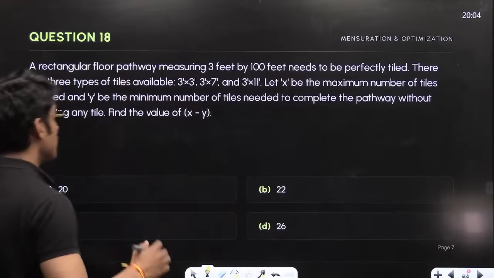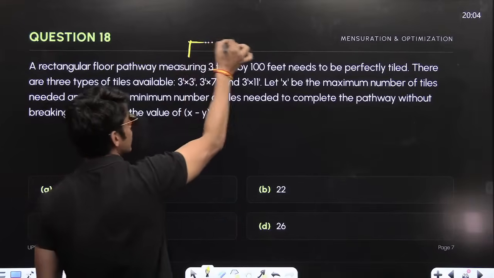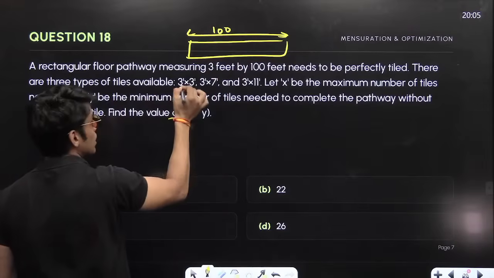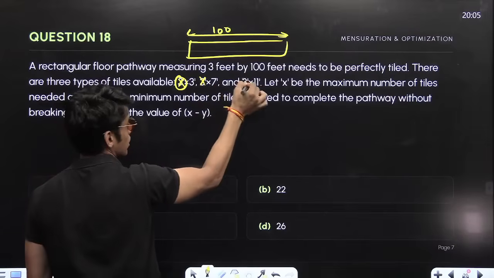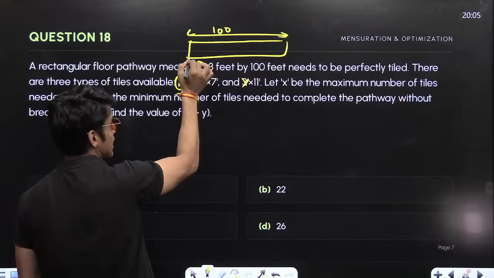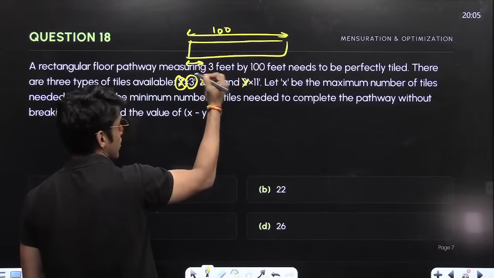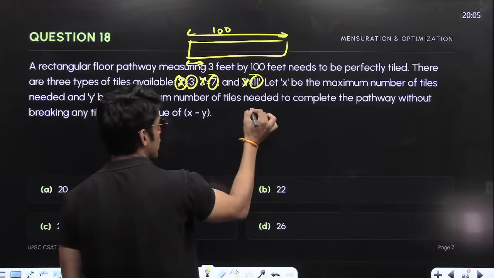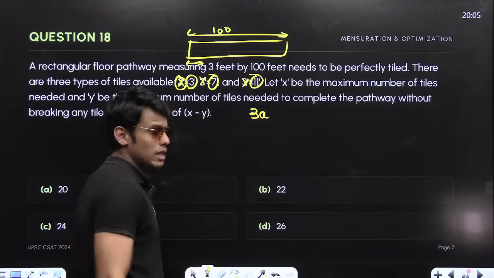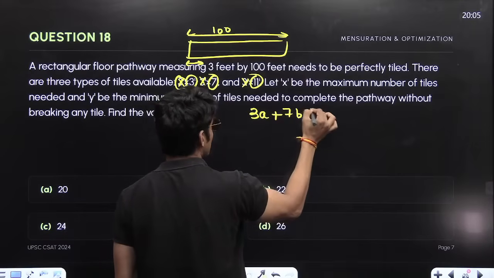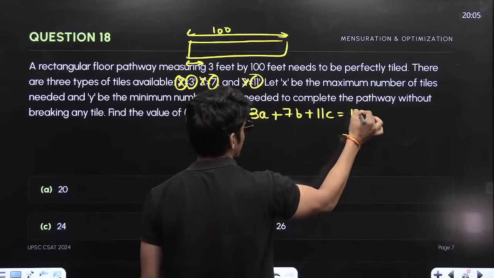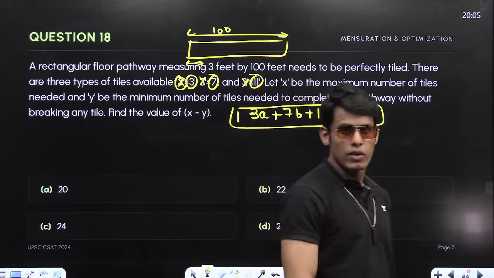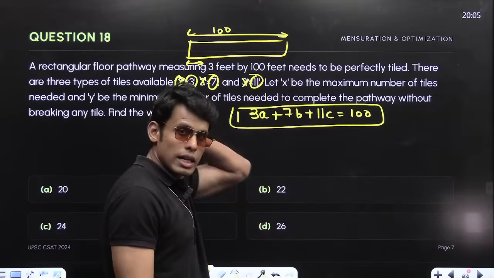Now let's see here. Essentially, this is your rectangle. The total length is 100. Your length is getting covered by either a 3-foot tile, 7-foot tile, or 11-foot tile. So let's assume that you are using A tiles of 3 length, B tiles of 7 length, and C tiles of 11 length. So this is what you have to solve. It will have infinite solutions. It will not have infinite solutions, to be honest. It will have few solutions.